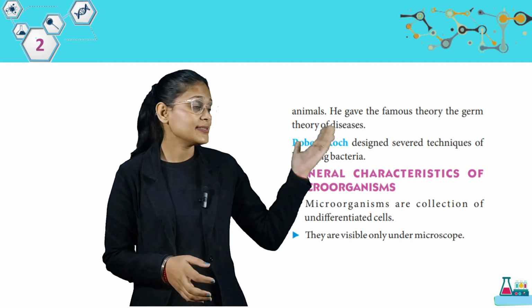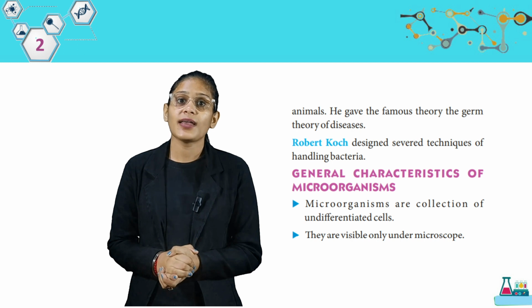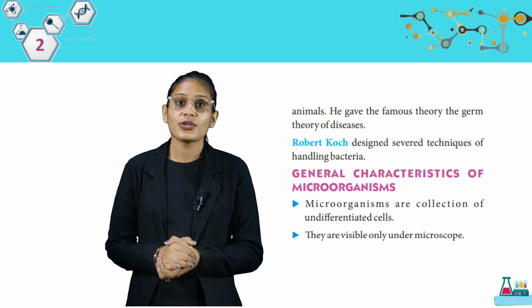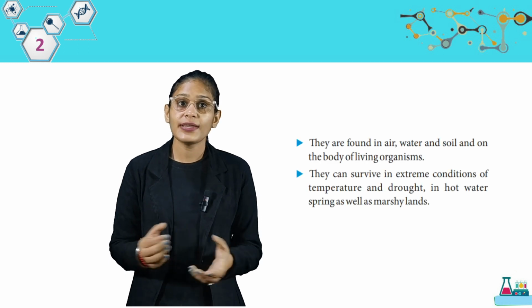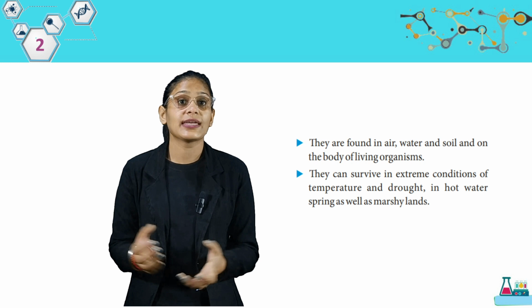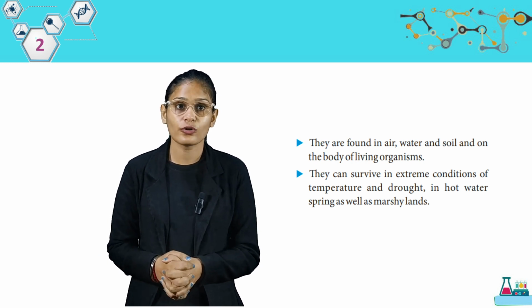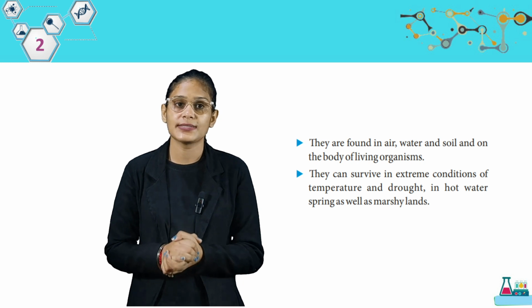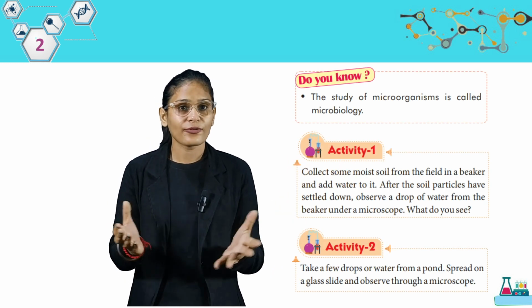Here we have general characteristics of microorganisms. Microorganisms are a collection of undifferentiated cells. They are visible only under a microscope. They are found in air, water and soil and on the body of living organisms. They can survive in extreme conditions of temperature, such as in hot water springs as well as marshy lands. Do you know? The study of microorganisms is called microbiology.